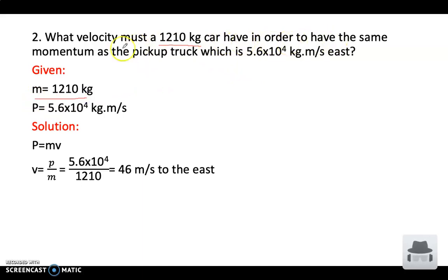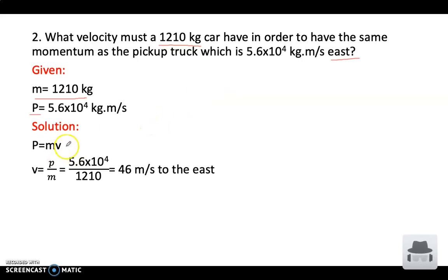In order to have the same momentum as the pickup truck, you have a pickup truck. The momentum, the symbol of momentum is P, which is 5.6 times 10 to the power 4 kilogram times meter per second east. Pickup, it has a high mass. Its mass is higher than the mass of the car. So I would expect the velocity will be the same direction as the pickup because it has the highest mass.